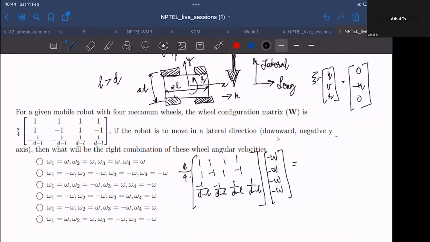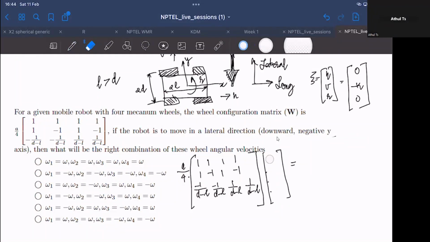That would also be the correct answer, because it would be exactly the same as the first option, but all the angular velocities, all the values, would be in the negative sense. So again, no point in further pursuing that option. And option 3 says it'll be omega, minus omega, omega, minus omega.